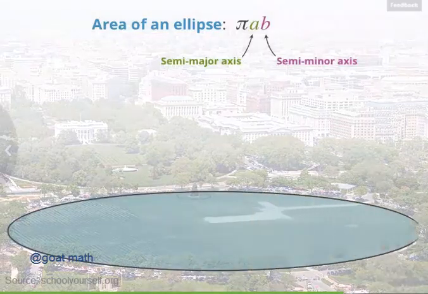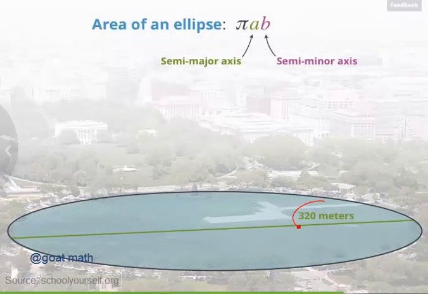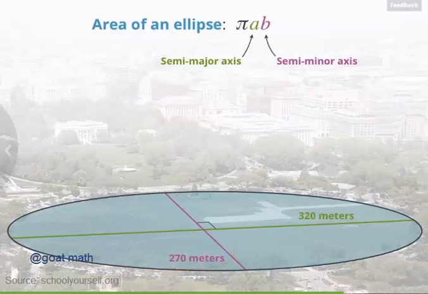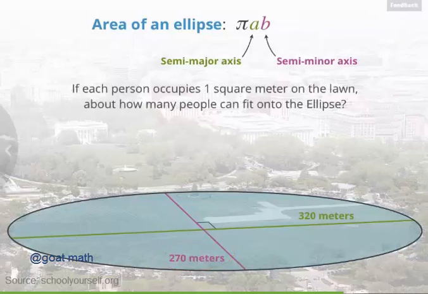Here are some facts about the ellipse. Its major axis runs east-west and is about 320 meters long, and its minor axis runs north-south and is about 270 meters long. Now, if each person occupies 1 square meter on the lawn, about how many people can fit onto the ellipse? You'll want to use this formula for the area of an ellipse in calculating your answer.